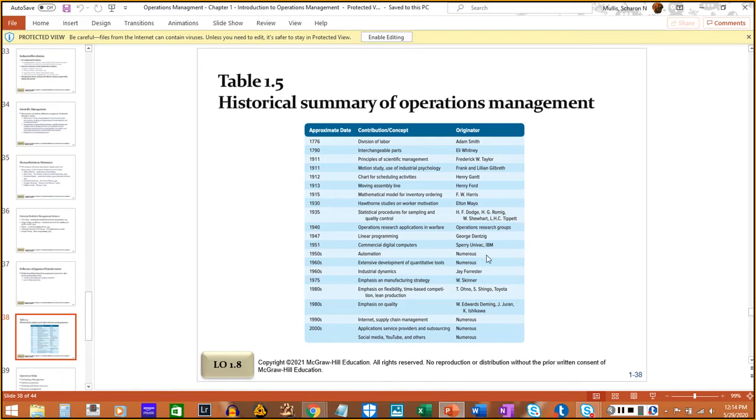The 1960s and 1970s, that was decision models. And then you have the 1980s and 1990s. That was more of Japan influencing the production of products using just in time, which we'll talk about later on in the semester, or lean manufacturing. And then you have the 1990s until now, where you have the internet.